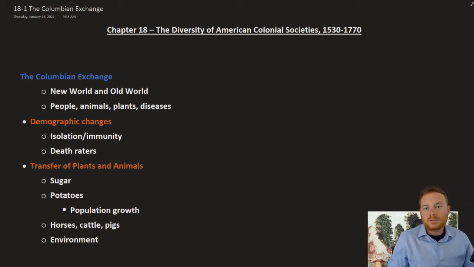All right. This is The Earth and Its Peoples by Richard Bulliet. Chapter 18, The Diversity of American Colonial Societies, 1530 to 1770. We've got section 1, the Columbian Exchange. So the Columbian Exchange is a very important topic when it comes to world history.